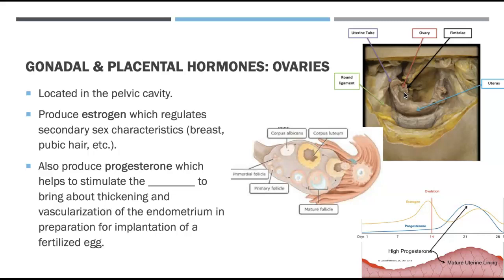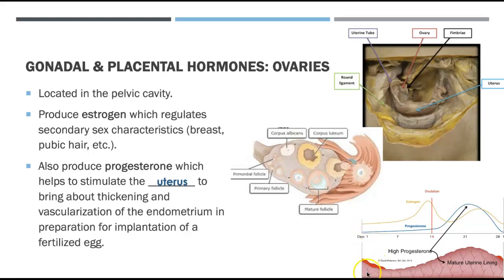It will also produce progesterone, which helps to stimulate the uterus to bring about thickening and vascularization to the endometrium. So the endometrium is that innermost layer within the uterus. And as we prepare to implant a fertilized egg on the uterine wall, we want that wall to be nice and fluffy and thick. So that's what progesterone helps to create. When we see that no fertilized egg is going to implant here, then we start to see the progesterone levels fall and we get the period to take place.